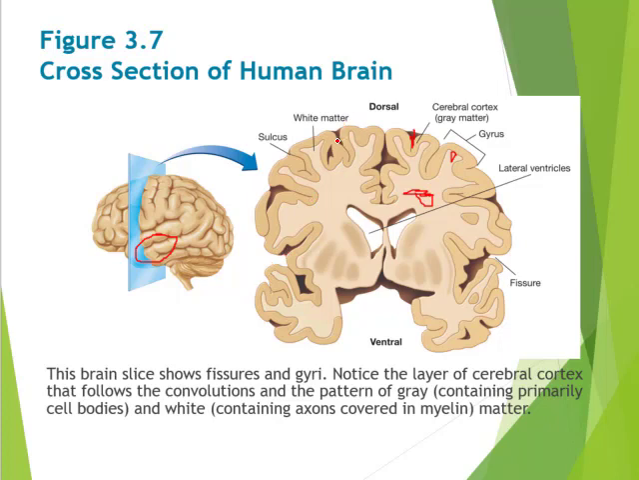So a fissure is a sulcus basically that's very, very deep, and so there are some important fissures that are used to demarcate main areas or the lobes. So this large fissure here helps us note the boundary between the temporal lobe, which is here, and the parietal lobe, which is up here.